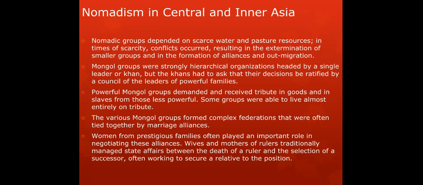The various groups formed complex federations that were tied together by alliances, which came through marriages. And this is pretty important when we start talking about Genghis Khan's parents as well as Genghis Khan's family. He had 4 wives, so we'll be talking about them. Women from prestigious families often played an important role in negotiating these alliances, and women were very powerful within the Mongol clans. Wives and mothers of rulers traditionally managed the state affairs after the death of a ruler. And they also took part in the selection of a successor, usually working to secure a relative to the new position so they would still have some power.